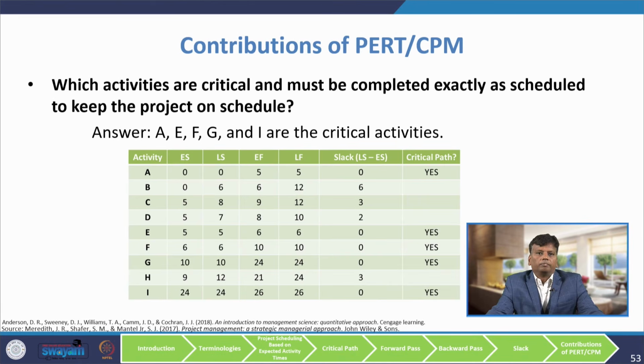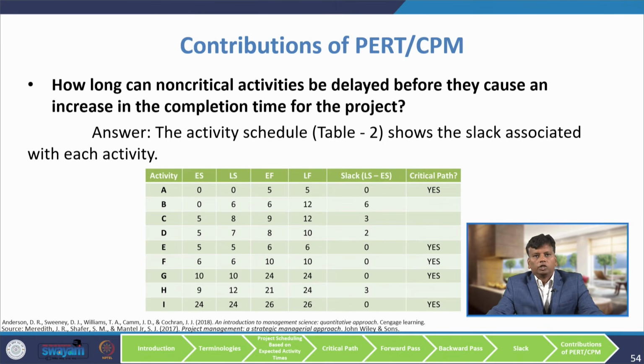The third question is which activities are critical and must be completed exactly as scheduled to keep the project on schedule. So, we have to look wherever the slack is 0. So, activities A, E, F, G, I are the critical activities. The fourth question is how long can non-critical activities be delayed before they cause an increase in the project completion time. Here we have to look at the slack, wherever there is a positive slack. That many days the non-critical activities can be delayed.